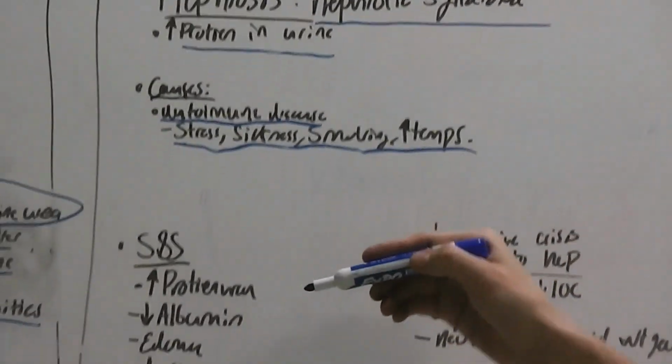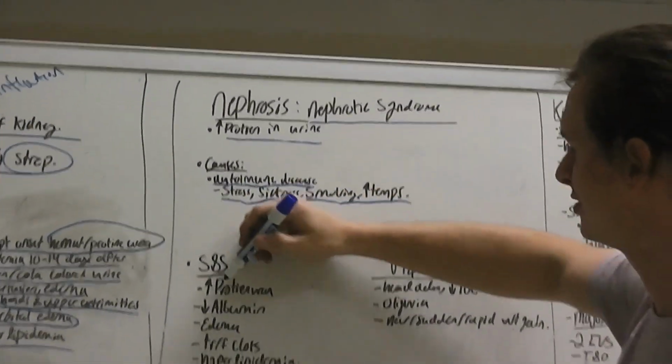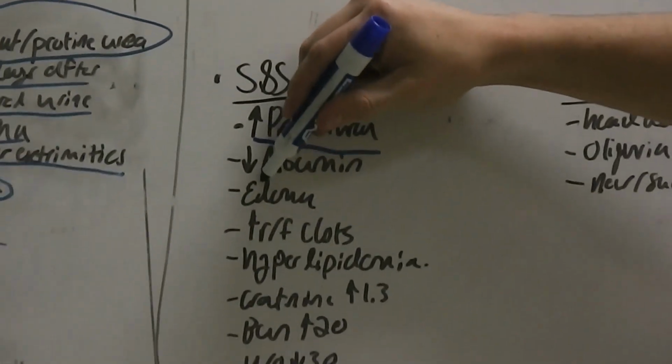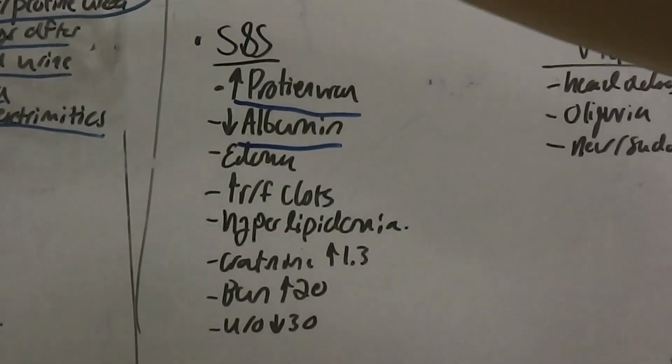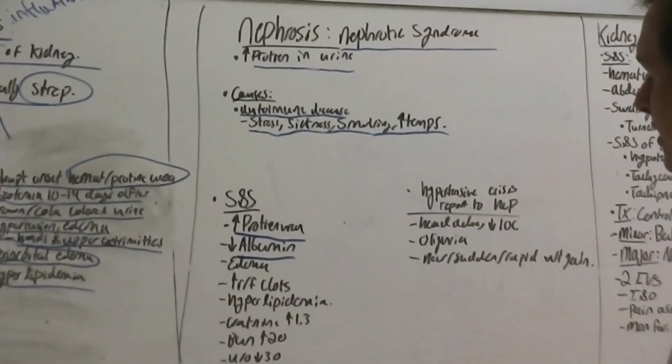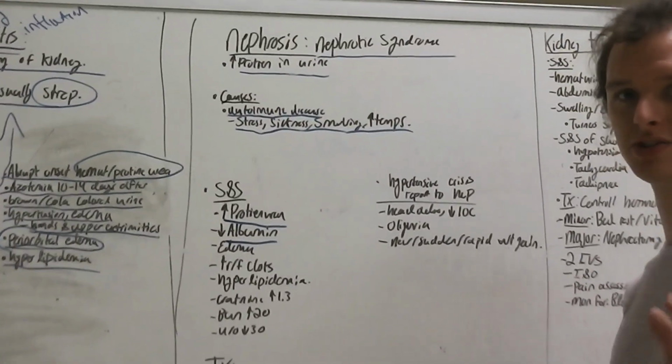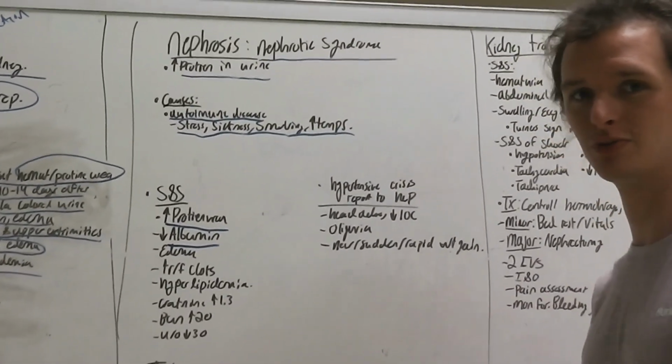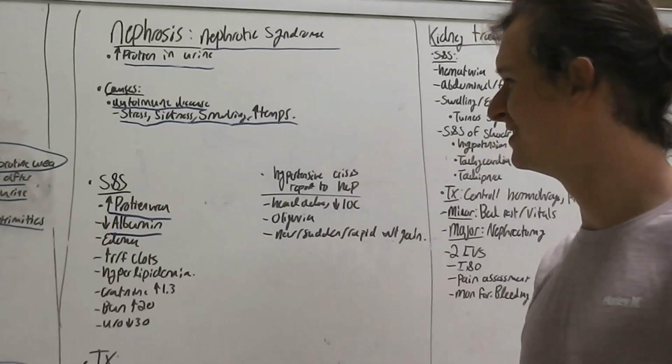Now, signs and symptoms of nephrosis or nephrotic syndrome. We got increase in protein, decrease in albumin. So as you see, it's different. With nephrosis, Kayla told me this last time, it's like Nerf balls of pee coming out the urethra. So, yeah. Good job, Kayla.